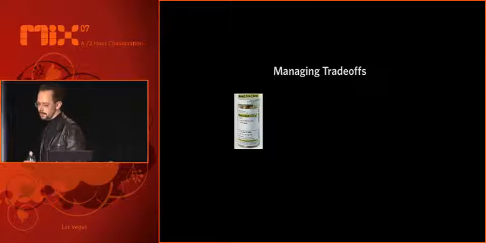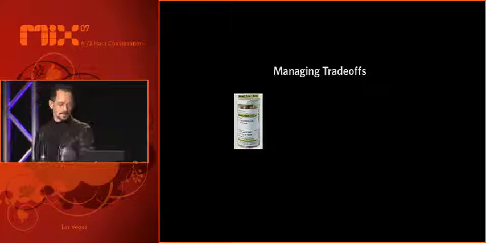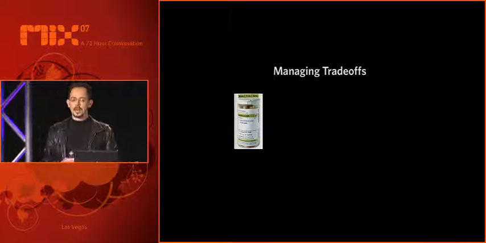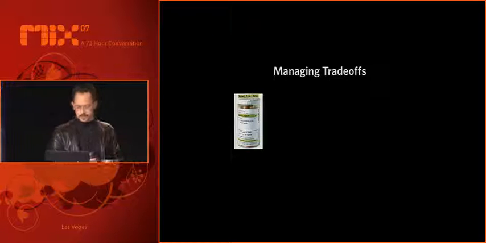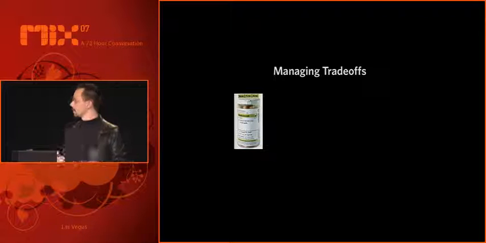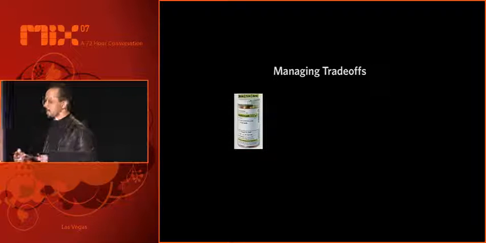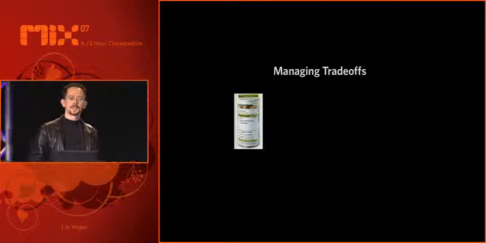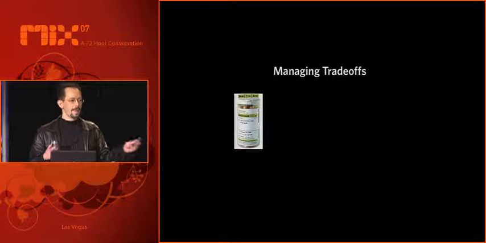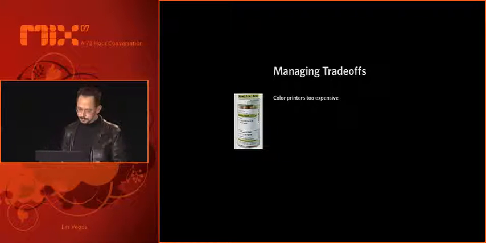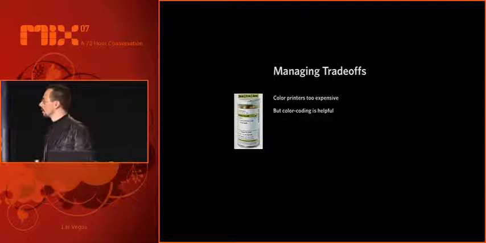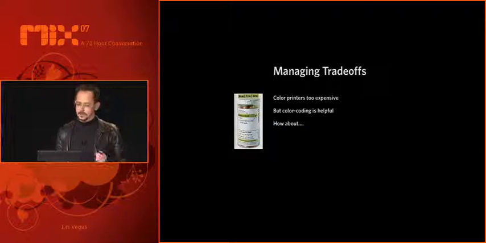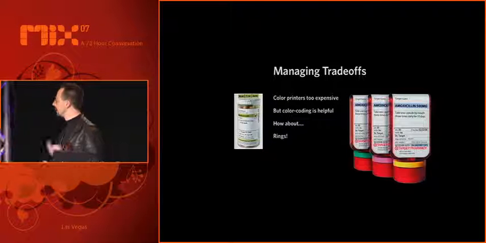Here's one example of a challenge that they faced. Something fundamental to the design of the bottle is this color coding system that's used. But when they looked at the prototype, they realized that they would have to put color printers in every pharmacy. It's a very expensive proposition for a chain like Target with thousands of outlets. Color printers are too expensive. Color coding is helpful. So what if we did something completely different?